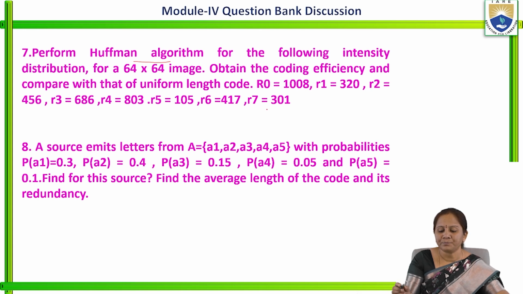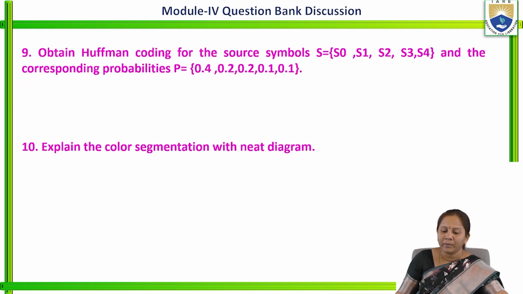Here also all the symbol values are given and they are asking to find the coding efficiency and we have to calculate the length. And this question is also related to Huffman code only. Here they are asking to find the average length and its redundancy. Generally we know the procedure of how to calculate the Huffman code, so we have to apply the complete procedure.